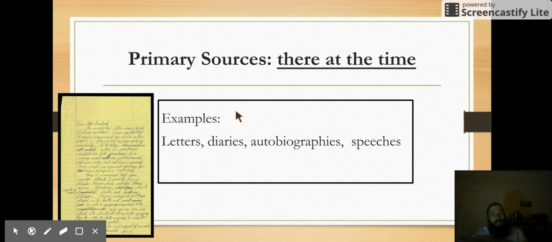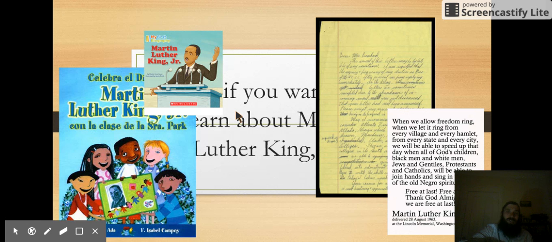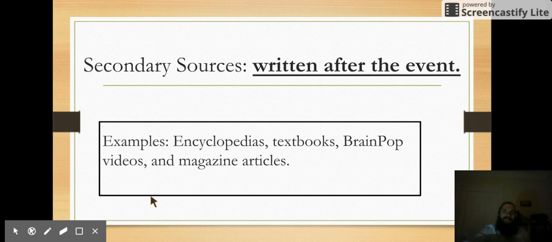Now, under that, you see there's another type of source called a secondary source. Those are going to be our sources over here. Remember, the letters and the speeches were written by him while he was still alive. After that, people wrote books about him to help other people understand what his life was like. Those are going to be called secondary sources. Those came second. Those were written after his lifetime, written after the event that we're looking at.